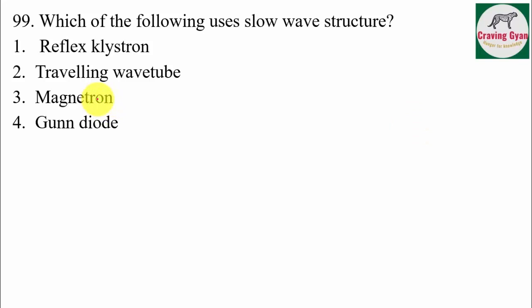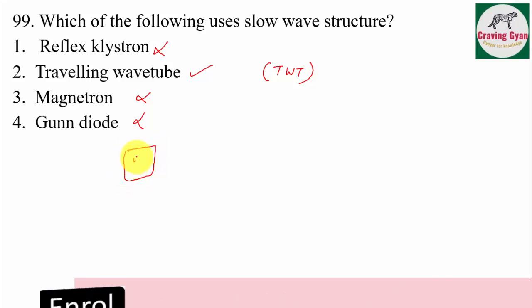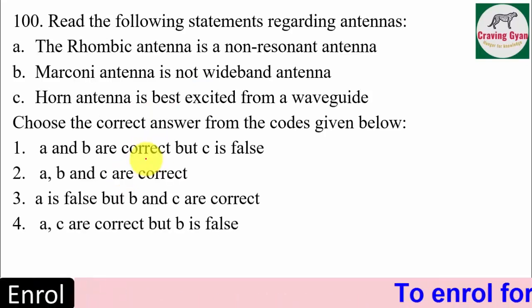99th question: which of the following uses a slow wave structure? A reflex klystron? No. Traveling wave tube? Correct, it is also referred to as TWT. Magnetron? No. Gunn diode? No. So the suitable option is option 2.